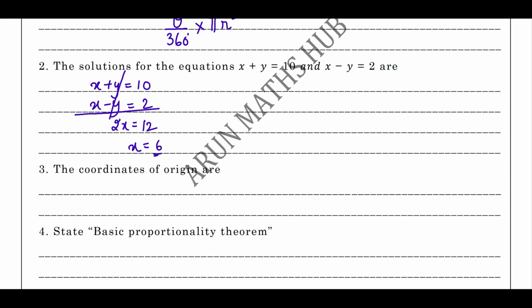Now substitute the value 6 in any one of the equations, that is equation 1. 6 plus y equals 10. y equals, shift plus 6 to RHS, it becomes minus 6. Therefore 10 minus 6 equals 4. So therefore x equals 6 and y equals 4.